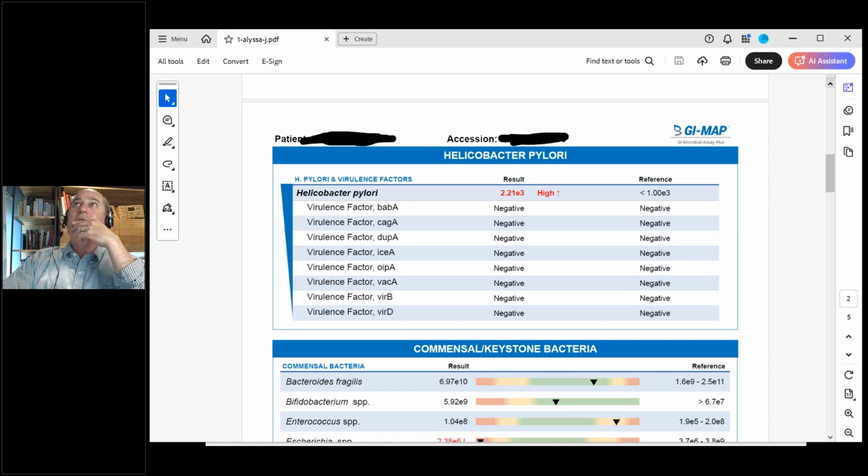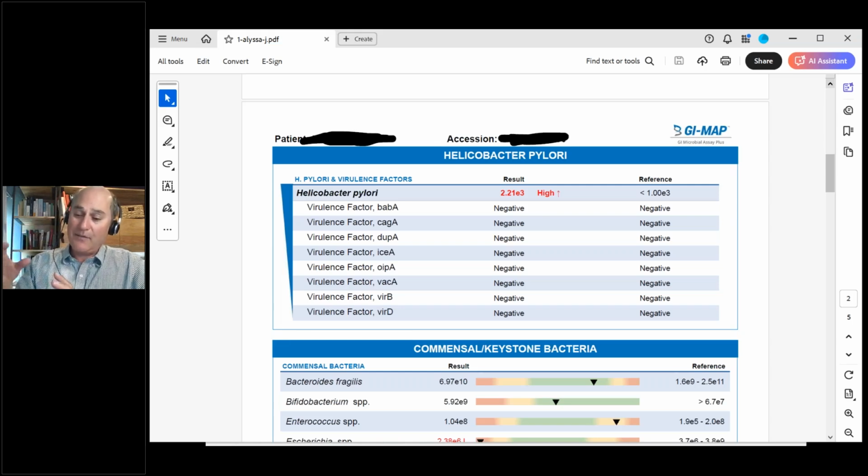Yeah, so you will almost always see a reduction in fatigue. You will sometimes see a reduction in depression and anxiety, but almost always a reduction in fatigue if you just get rid of the H. pylori. It's just that simple. Just get rid of it and then see what happens.